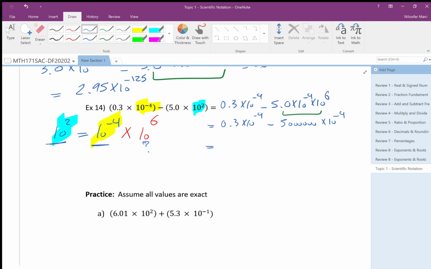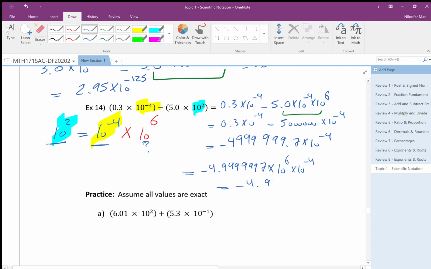Okay. Yeah. Let me see. Yes, okay. So it is minus 4, minus 4, 9.7 times 10 power minus 4. Okay, now I go to scientific notation. Minus 4.999997 times 10 power 6 times this, which is minus 4.999997 times 10 power 2.